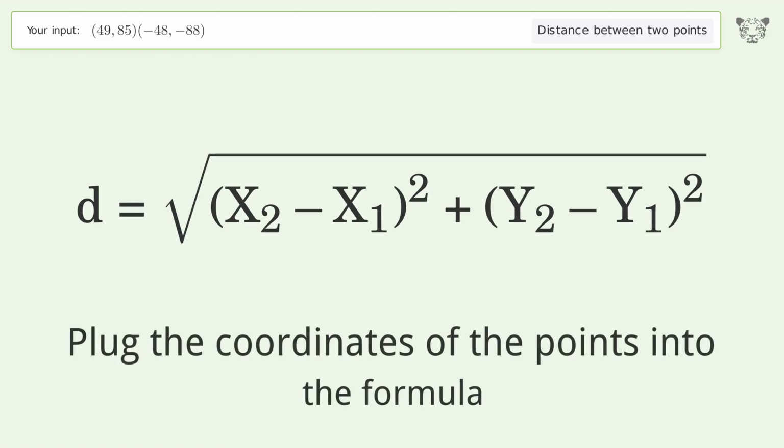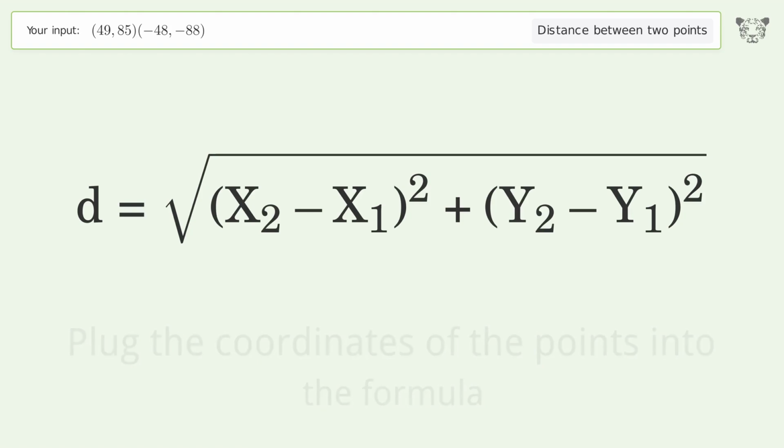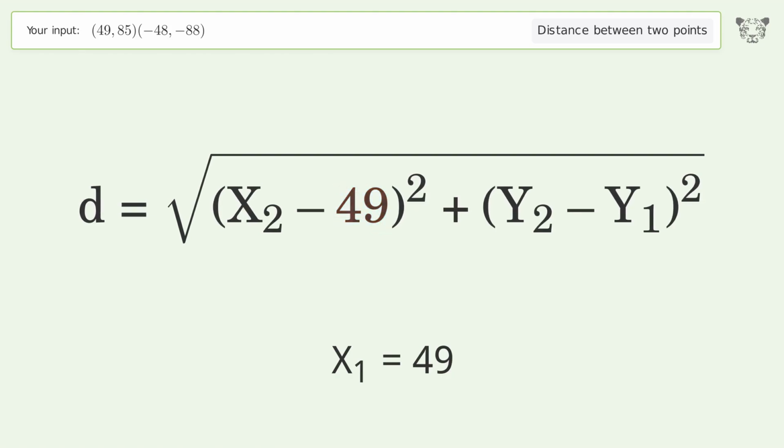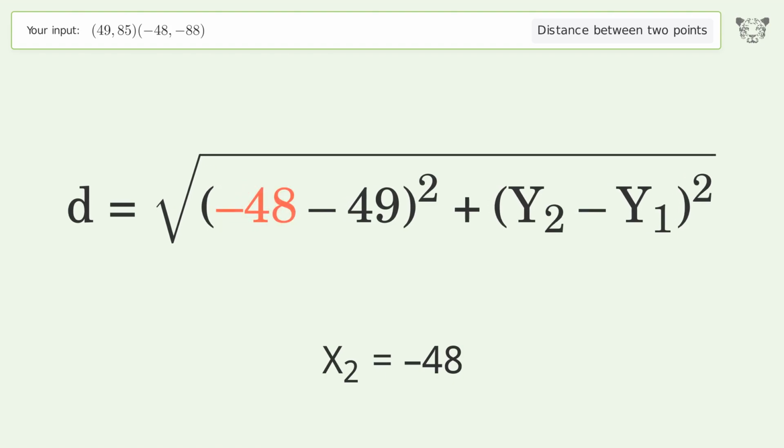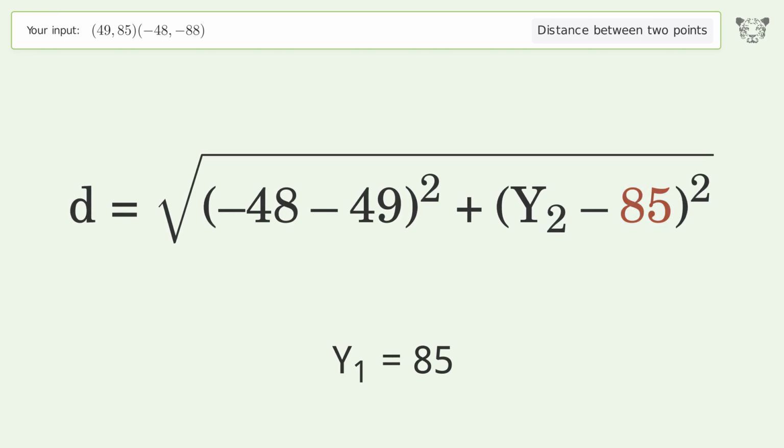Plug the coordinates of the points into the formula. x1 equals 49. x2 equals negative 48. y1 equals 85. y2 equals negative 88.